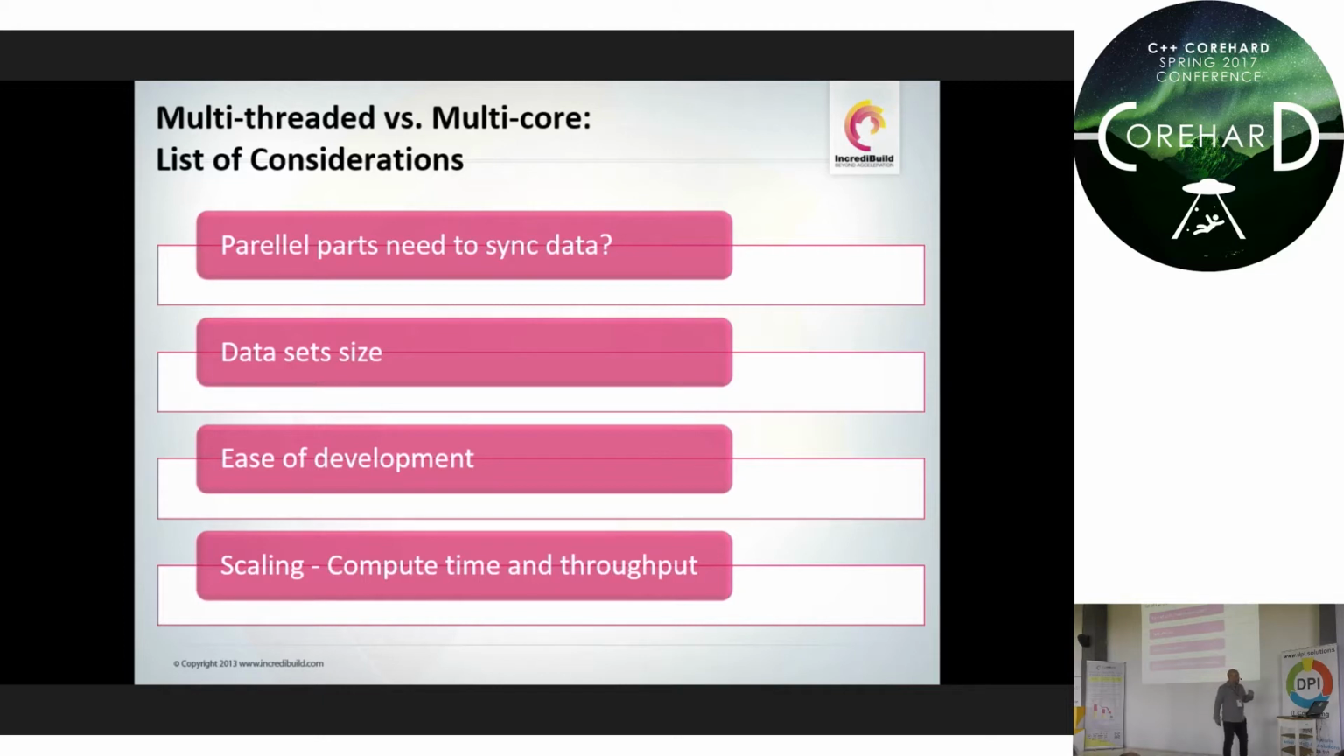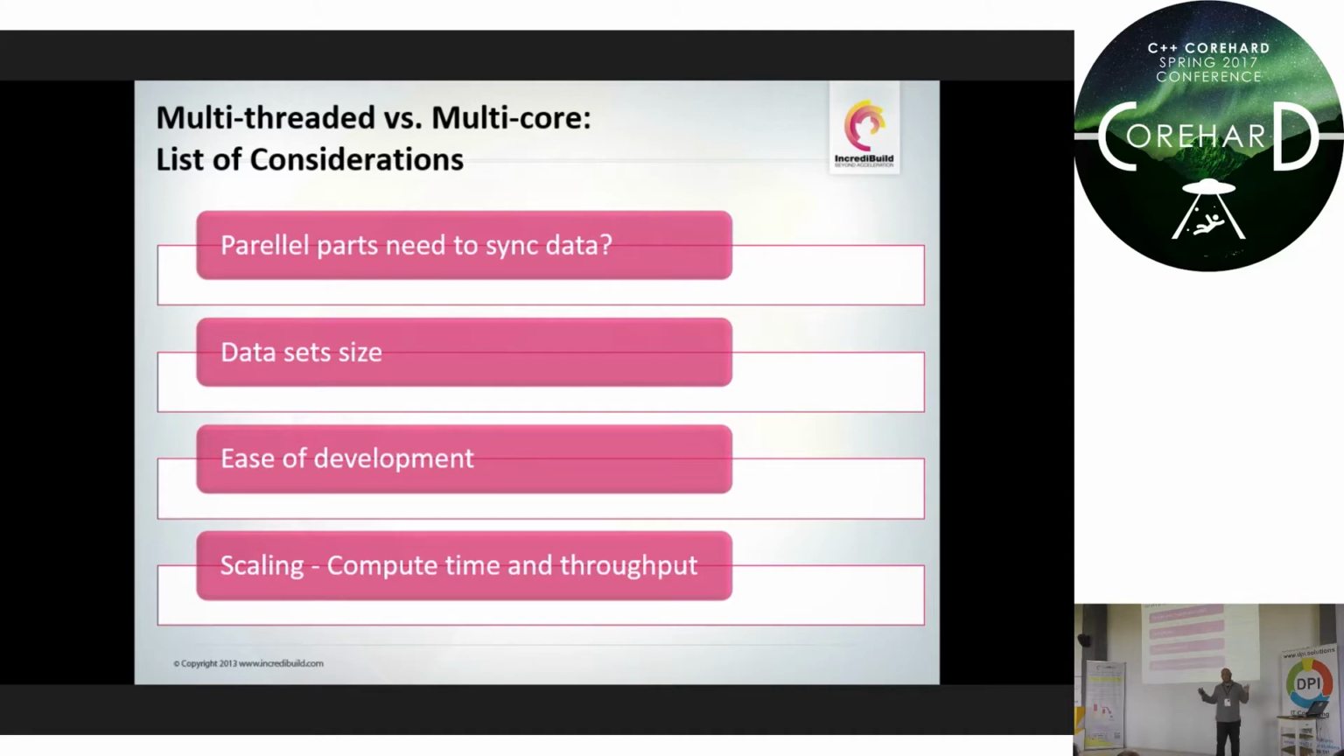So what are the subjects that we need to consider before we develop our application? Which one is better for us, for our requirements? So the list of topics is, first of all, I need to understand whether I need to synchronize data between the threads, between the tasks, whether it's threads or processes. When synchronizing, is it read-only from the same memory, or do I need to write and share data between these tasks? This is something I need to consider.